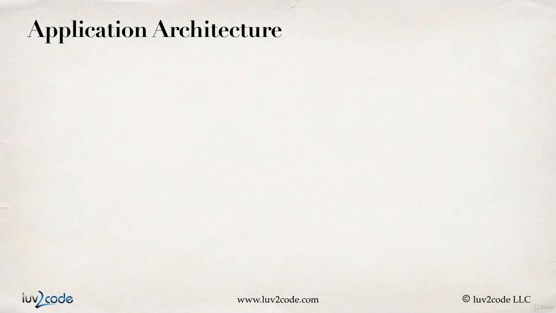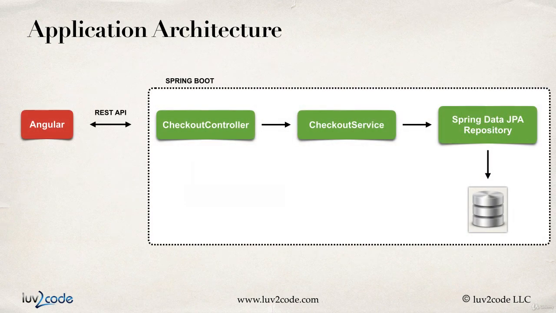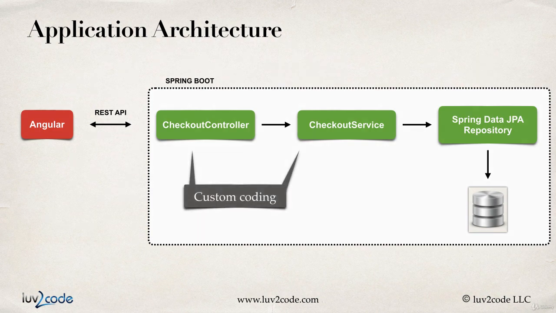Alrighty, so let's take a look at our application architecture, and here I'll focus on the back end Spring Boot. We'll have our checkout controller that'll make use of a checkout service that'll also make use of the Spring Data JPA repository, and we'll eventually store the information in the database. And what we'll do is we'll make use of custom coding here for our checkout controller and also the checkout service.